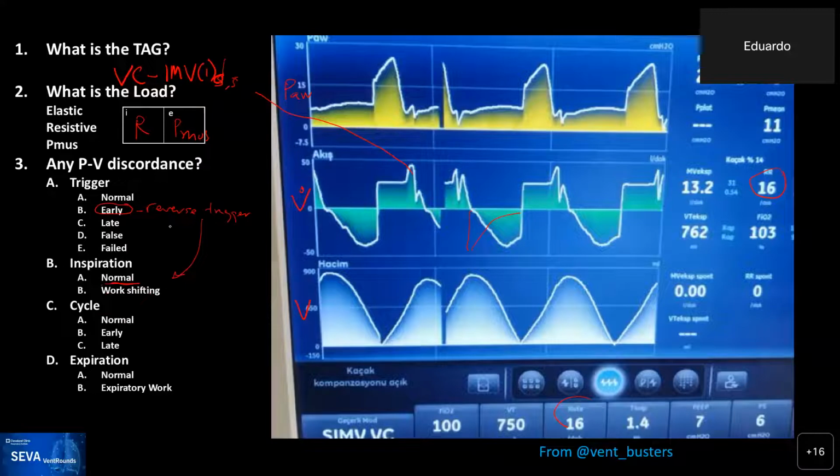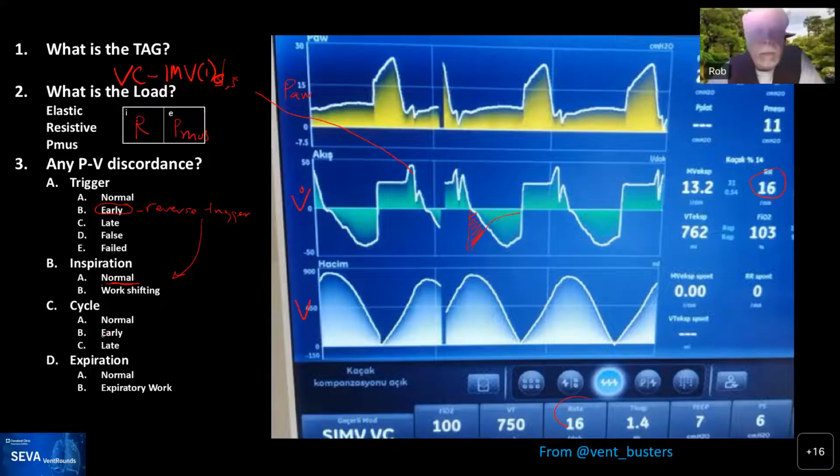The cycle, again, because this is reverse trigger, you only call the first one, but there's evidence of an early cycle, and you can see it here, rather than the flow decaying going rapidly down. Instead of that, it takes a while to decay, and so all this area that is missing is evidence of PMOS.